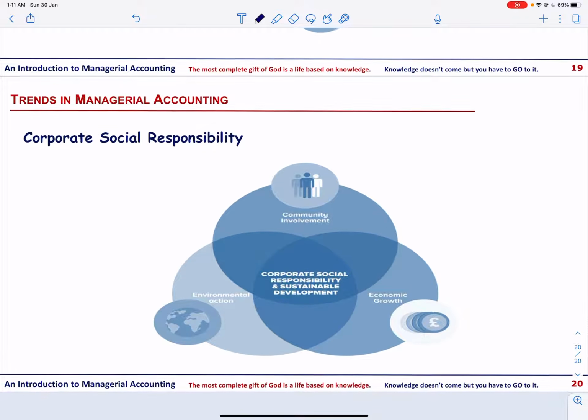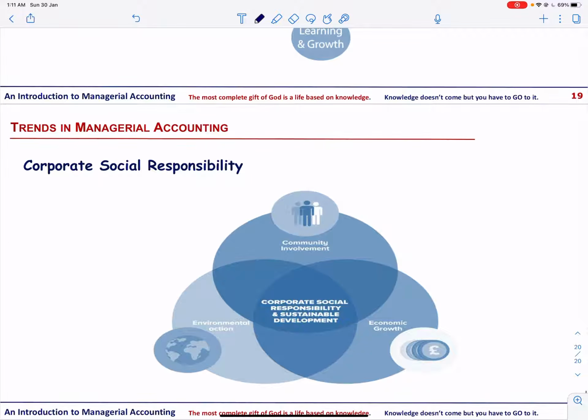The balanced scorecard focuses too much on profitability measures. That's why many companies have started evaluating corporate social responsibility. Corporate social responsibility helps to apply sustainable business practices regarding employees, community, and the environment.